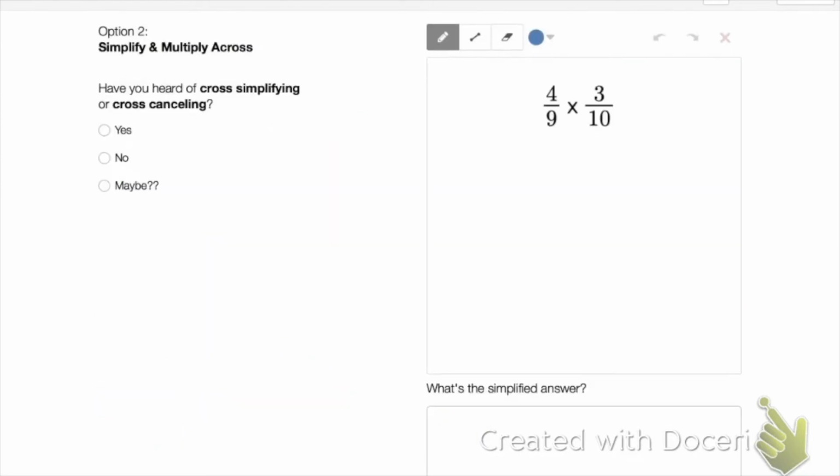The next option we're going to do is to simplify first and then multiply across. So if I look at 4 over 9 multiplied by 3 over 10, I realize that 4 and 10 have a connection. If I write 4 and 10 on the side as a note, I know that 4 equals 2 times 2, and I know that 10 equals 2 times 5. Okay, so instead of writing 4, I will write 2 times 2.